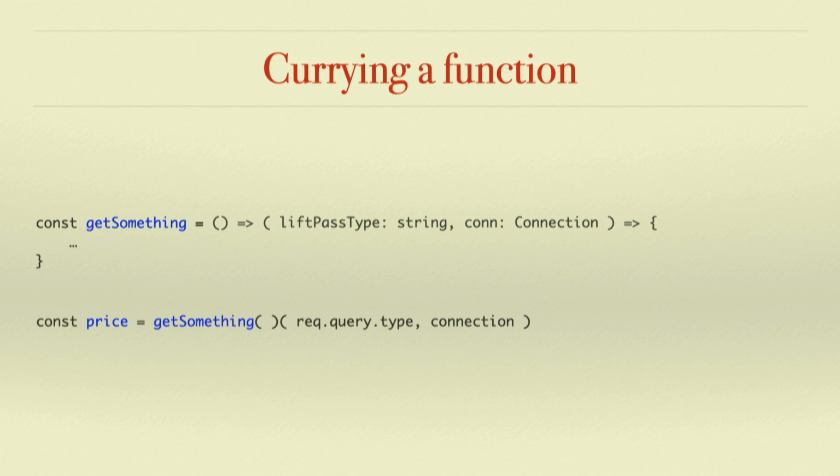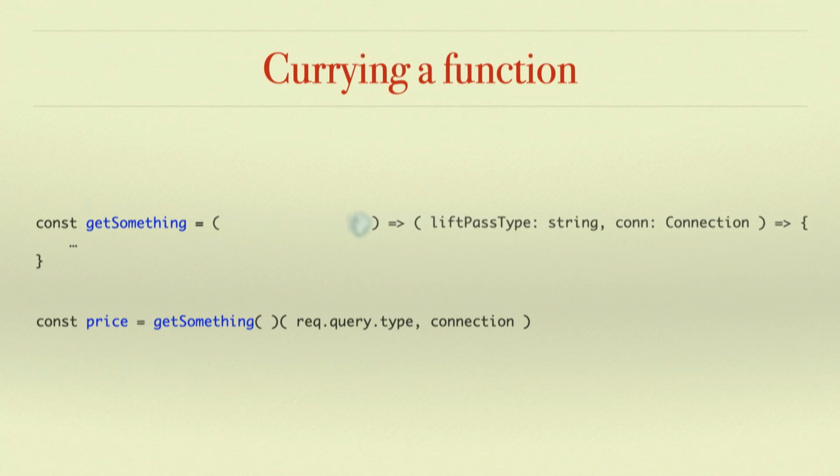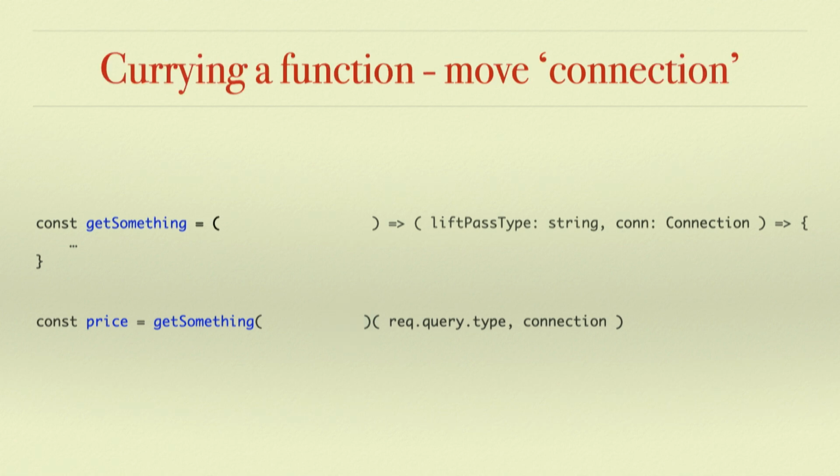And then what we need to do is move the connection from this function that takes 2 parameters into the other function. So how we do it, again, in our mind, we just make a bit of room, and then we move the connection to the first function.